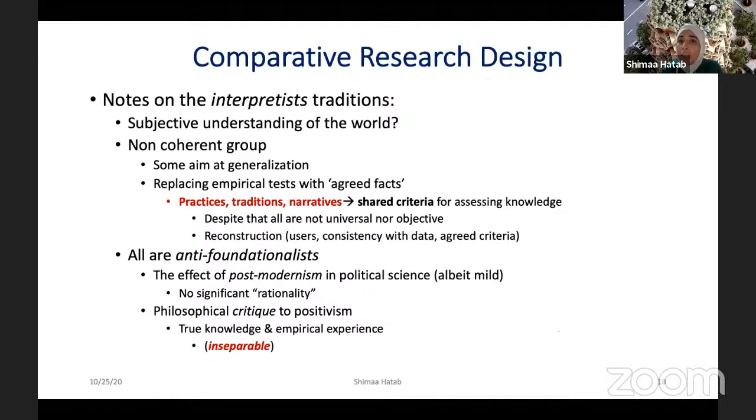You can find rigorous research design within these interpretivist camps. Generally speaking, the effect of postmodernism on political science is a little bit mild if you compare it to sociology, for example, or literature. In political science, it's not that these traditions do not run deep. So you can still find interpreters who aim at understanding in generalizable terms and developing this kind of rigorous research design as well.